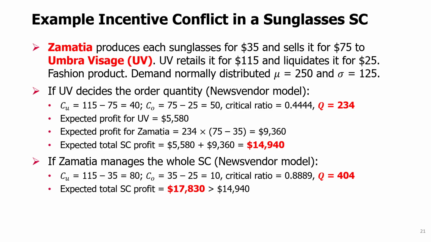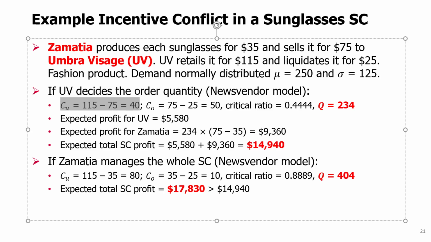Of course, the retailer will try to use the news vendor model, calculating the underage cost, which is the difference between the price 115 and the cost at which UV buys from Zamatia, 75. So that will be $40 cost of underage. Overage will be the cost $75 minus salvage value 25, so it will be 50, and the critical ratio is accordingly a little bit less than half. We are a bit more afraid of overage than of underage, so the quantity determined by the news vendor model is a little bit less than the expected demand, 250, and UV can calculate expected profit, which is of course the maximum that UV can obtain by adjusting order quantity.